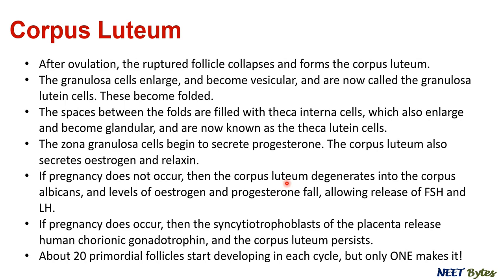Mind it, if pregnancy does not occur, then the corpus luteum degenerates into corpus albicans and the levels of estrogen and progesterone fall. Okay. However, if pregnancy occurs, then syncytiotrophoblasts of the placenta release human chorionic gonadotropin and the corpus luteum persists, thereby it keeps on secreting progesterone. Okay. So about 20 primordial follicles start developing in each cycle, but only one makes it. Right?